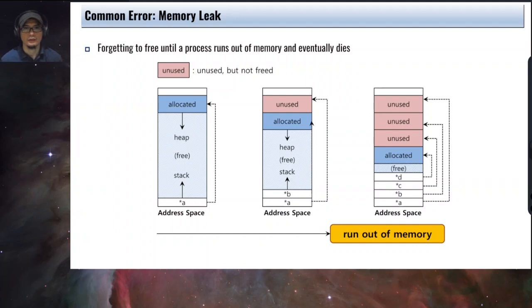Okay, let's continue. The next common error is the memory leak, and this error happens when the programmer fails to free the allocated memory and eventually you run out of memory. So this is the scenario that will happen. So you have here a lot of unused memory area because the programmer failed to deallocate or use free for this memory area. Let's have an example.